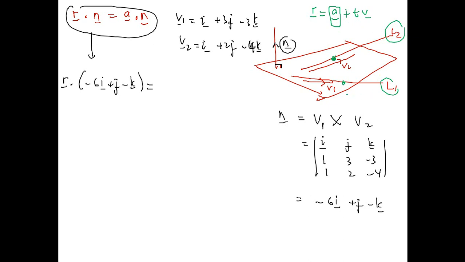Let's say you want to take A from L1. A is equal to 2I plus 2J minus 4K. You can take any one. So substitute 2I plus 2J minus 4K dot N, where N is negative 6I plus J minus K.